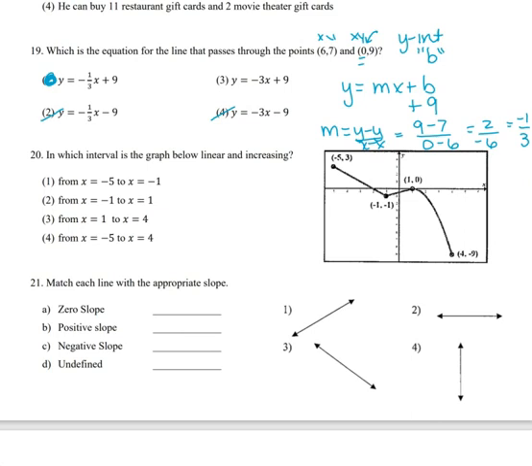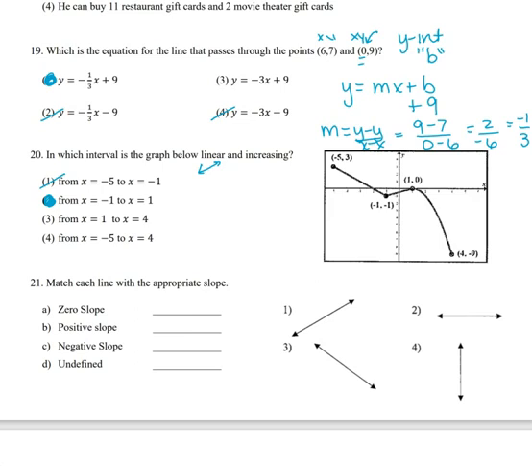For 20, it says, which interval is the graph linear? So where does it look like a line? And increasing, where does that line keep going up? So I'm going to look at from -5 to -1. When I look at this component right here, it is a line, but it is decreasing as I go left to right. So it can't be choice number 1. When I look at 2, from -1 to when x is 1, now I scan left to right, that is a straight line, so it is linear, and the line is also going up, so it is increasing. It is choice number 2.